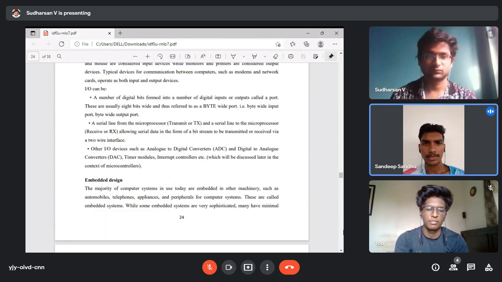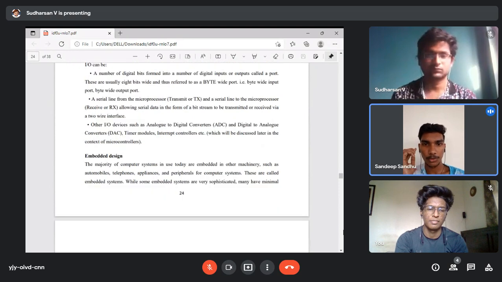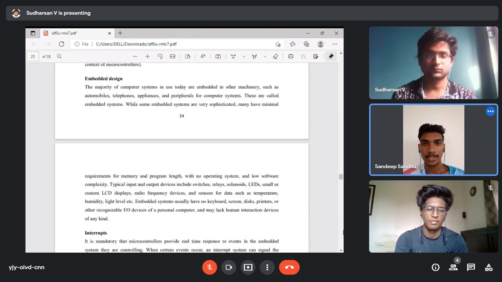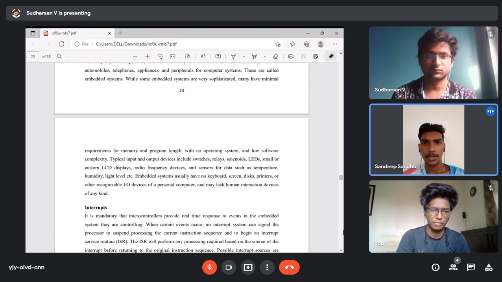Embedded design. The majority of computer systems in use today are embedded in other machinery, such as automobiles, telephones, appliances, and peripherals for computer systems. These are called embedded systems. While some embedded systems are very sophisticated, many have minimal requirements for memory and program length, with no operating system and low software complexity. Interrupts.